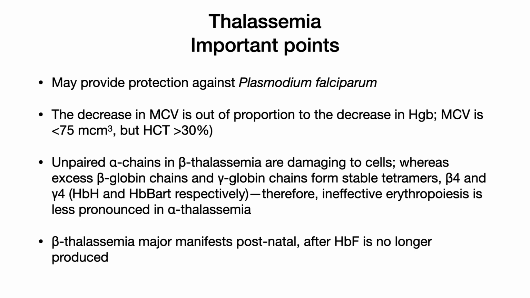So like I said, they don't damage the cell, so you don't get the ineffective erythropoiesis like you do in beta thalassemia. And so beta thalassemia major is manifest postnatal, and that's because of the hemoglobin F. Because remember, you have alpha and gamma in the fetal hemoglobin, and then it changes to alpha and beta. So for the first about 6 months, they're protected against it. Whereas with alpha thalassemia, right away, they're going to have problems because you need that alpha.